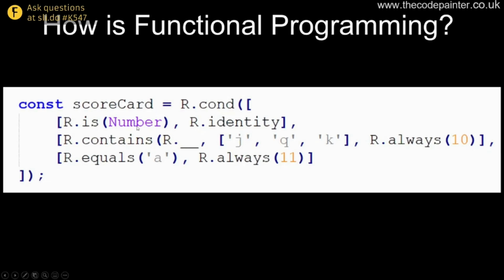So r.is a number means if whatever the parameter is a number, then simply return it unmodified. Moving on to the next line, we've got a slightly more complicated condition, and that's a contains. I'm saying our blank is here, so we're filling in here. Look in this array: if our value is contained within this array, return 10, so it's an R always 10. Otherwise, if it's an ace, an R always for 11.